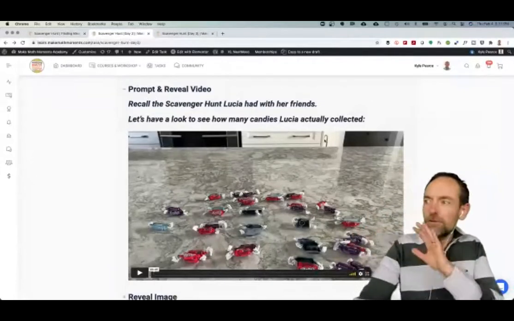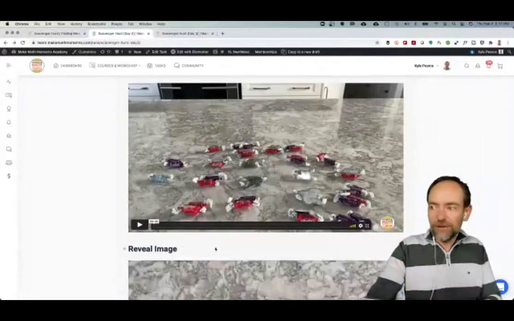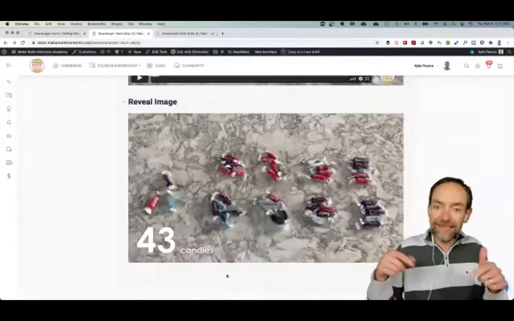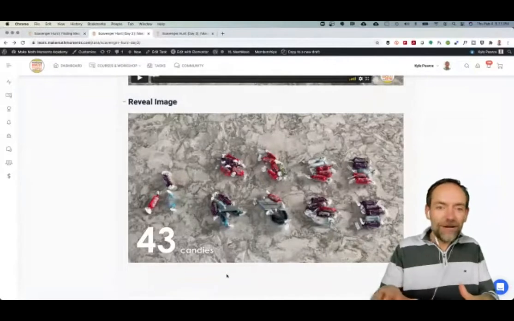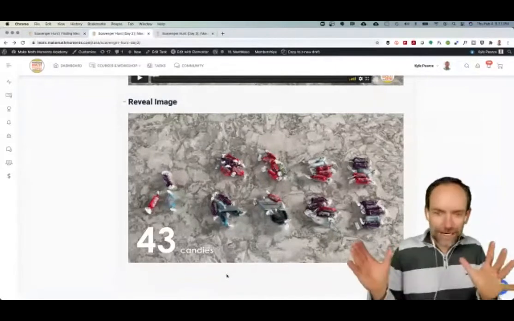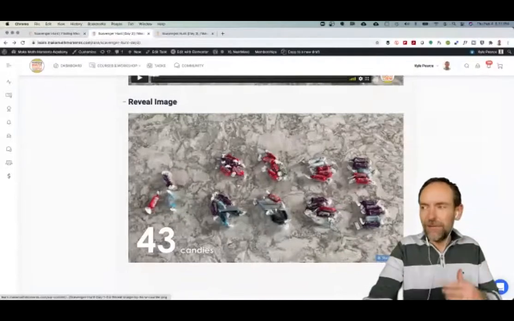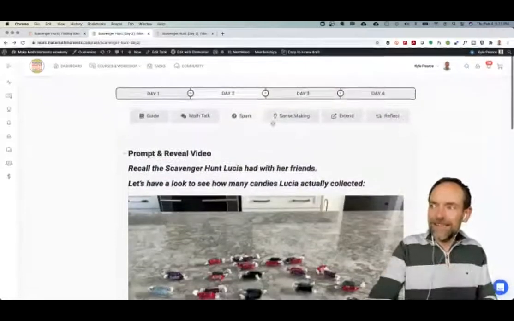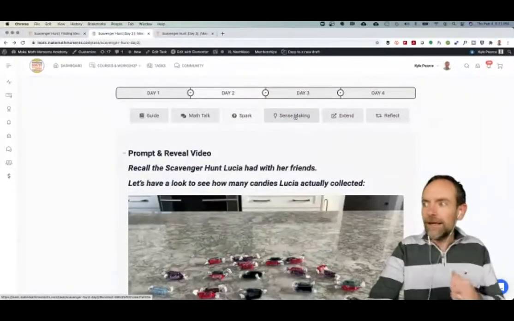But once we reveal that with the class, we let them see how many she actually had: 43 candies in that bag. So nobody guessed it, and nobody was even in the right range. There were 43 in that bag. It doesn't seem that way, but that's how many were in there. And the video sort of skips. Yeah, and that's fine, right? It's more building our spatial reasoning.